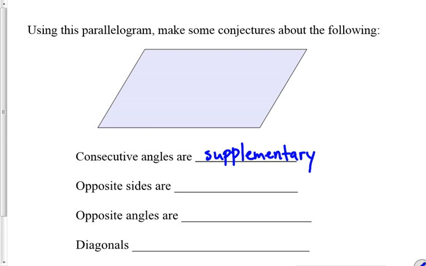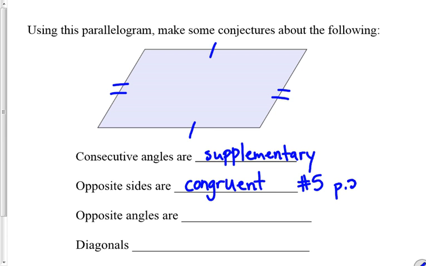All right, next one, opposite sides. Opposite sides of a parallelogram. Well, we actually have already proven that opposite sides of a parallelogram are congruent, right? And we proved this as a homework problem, and I believe it was number 5 on page 240. You could go back and check that out. There was the proof there. So we know that the opposite sides of a parallelogram are congruent.